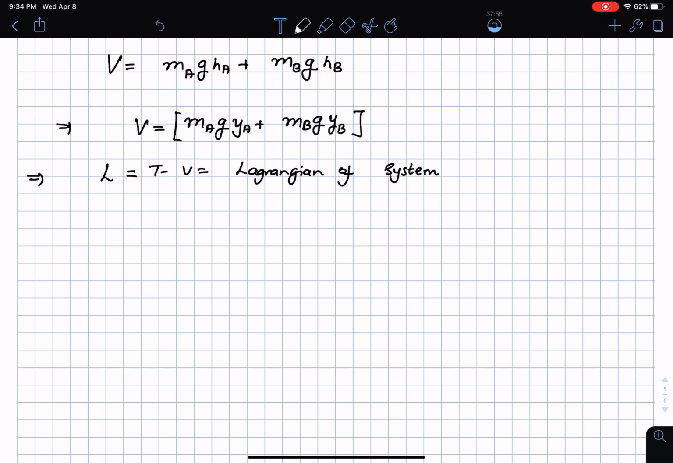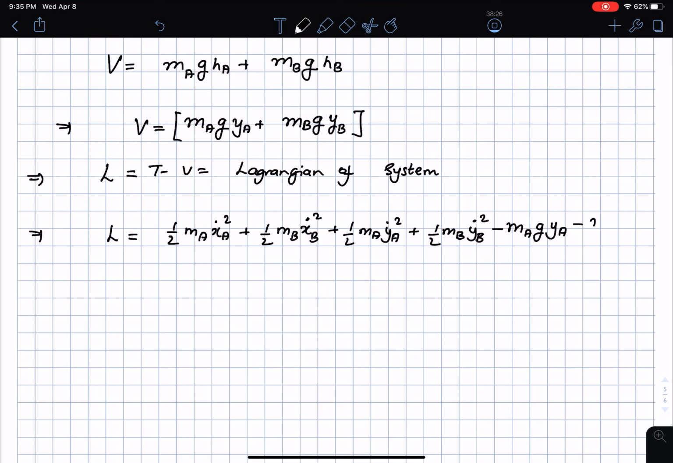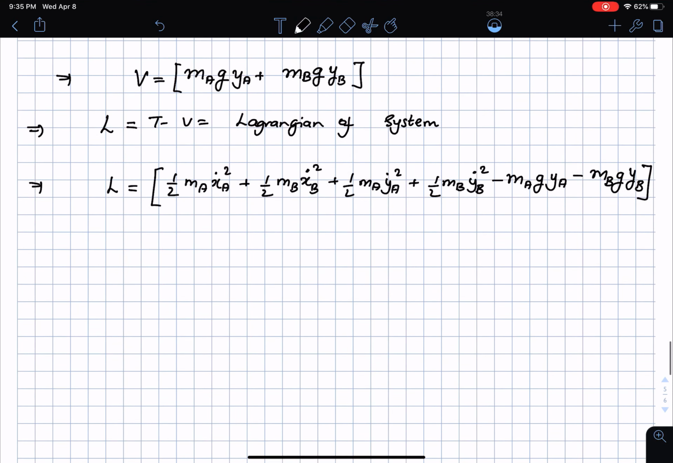Okay, and so I have the following. L is half MA XA dot squared, half MB XB dot squared, half MA YA dot squared, half MB YB dot squared, minus MA G YA, minus MB G YB. Okay, this is the Lagrangian. Then I want to write the constraint equations as well.